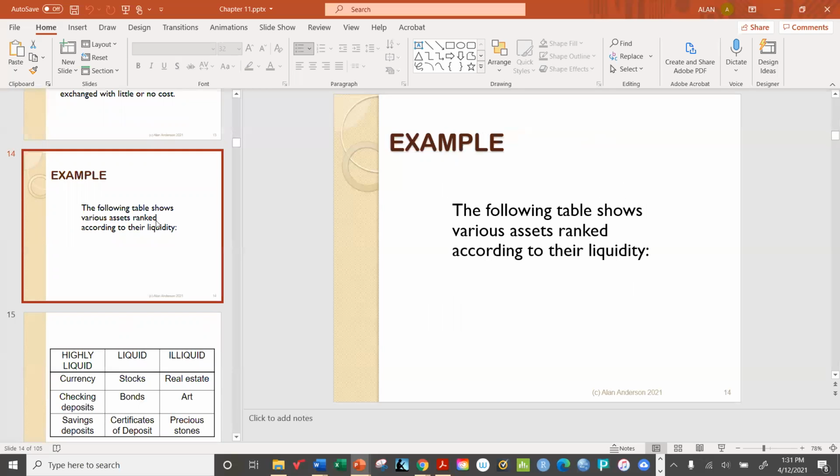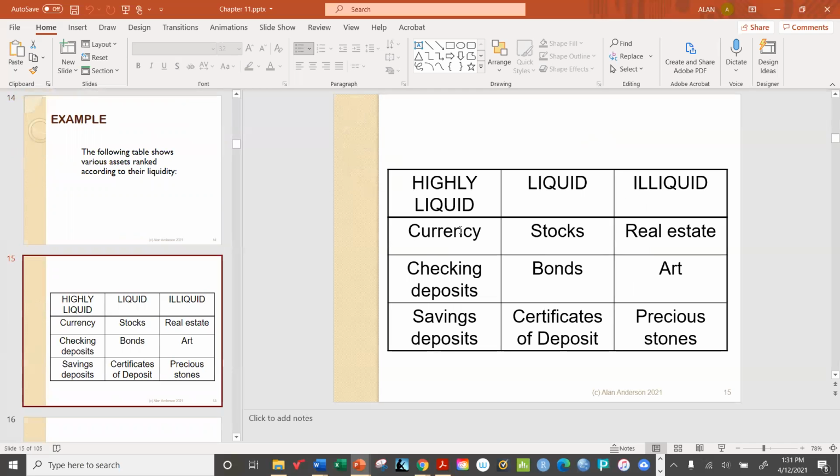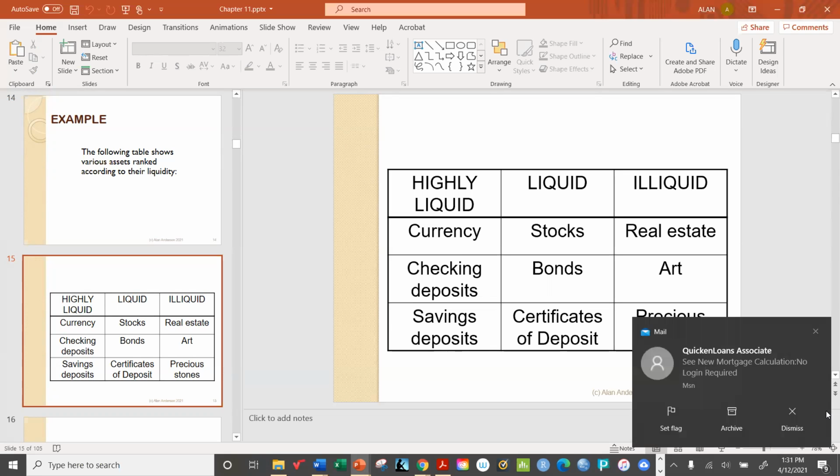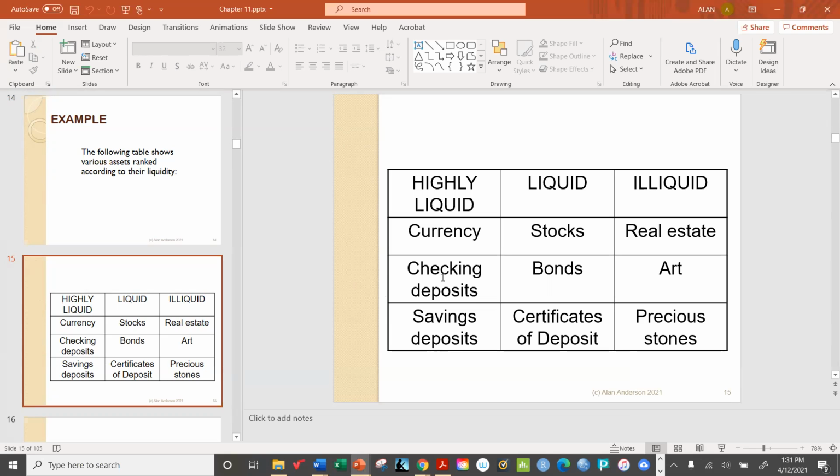So I put together a little chart so you can see what this is all about. I've got several assets here and they're listed according to their liquidity. In the highly liquid column, we have currency, of course, dollar bills and coins, checking deposits, and savings deposits. Everybody takes money. You can spend cash anywhere you want to go. Checking deposits, even though you don't see it very much anymore, most places will still take a check if you really push it. It's very rare to find a place that will absolutely refuse to take a check, but they do exist. So currency is more liquid than checking deposits.